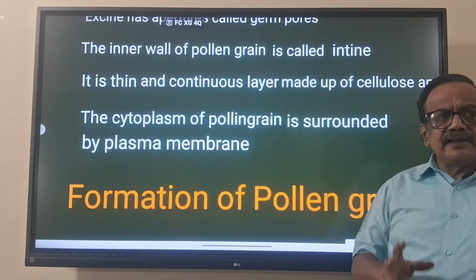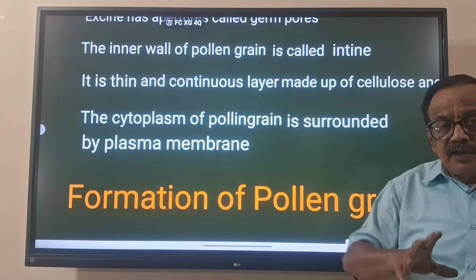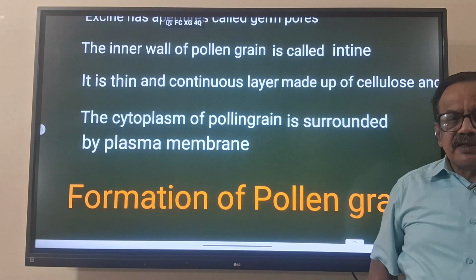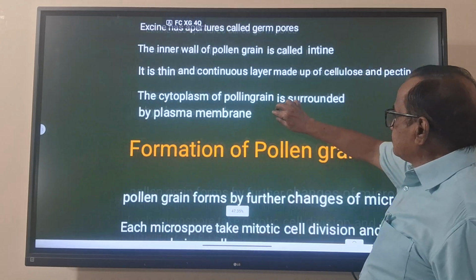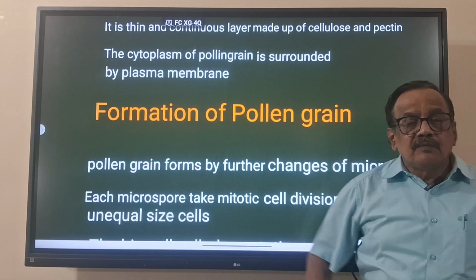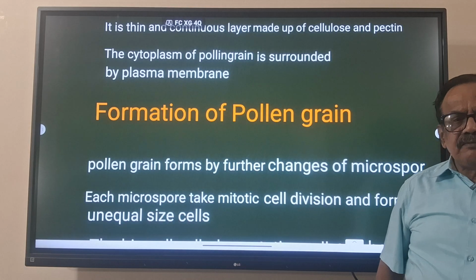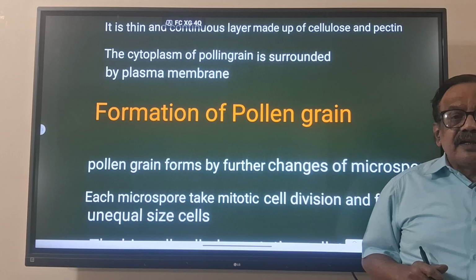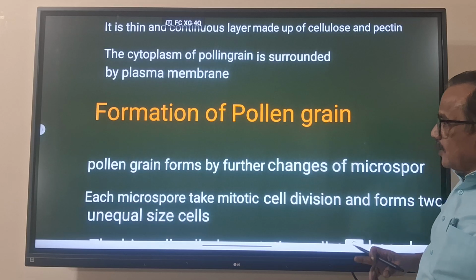And next, this is the external structure of the pollen grain. The pollen grain forms during maturation. For that, formation is important. Now we will see the formation of the pollen grain, how it is formed. He has shown it very clearly in the diagram series. Why has he given the diagrams? Because some concept is there in that, which we will see now.